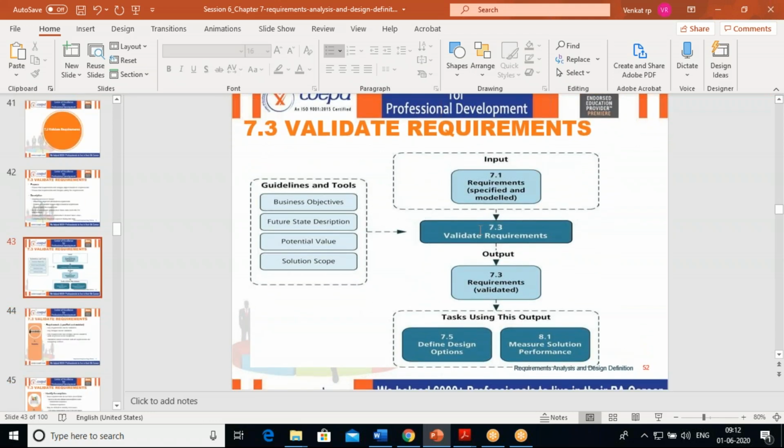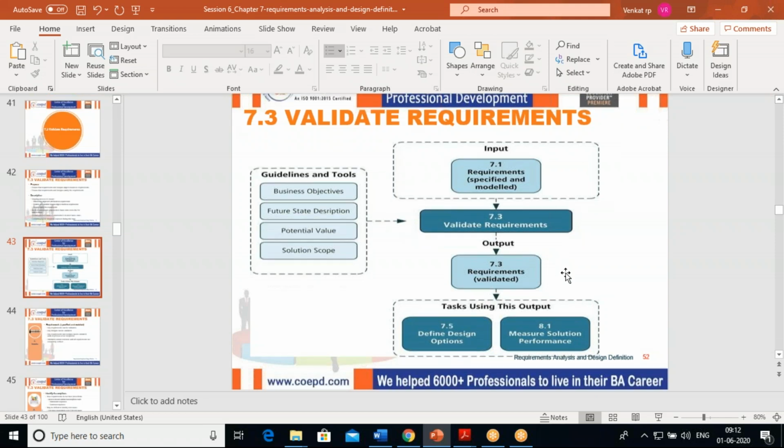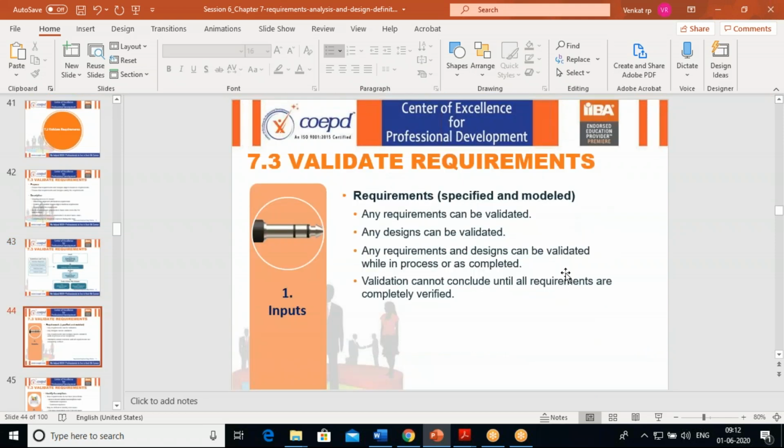Now, validate requirements takes as input the requirements specified and modeled from the first task. The output is taken as input here. The guidelines are business objectives, future state description, potential value and solution scope, and the output would be requirements validated.